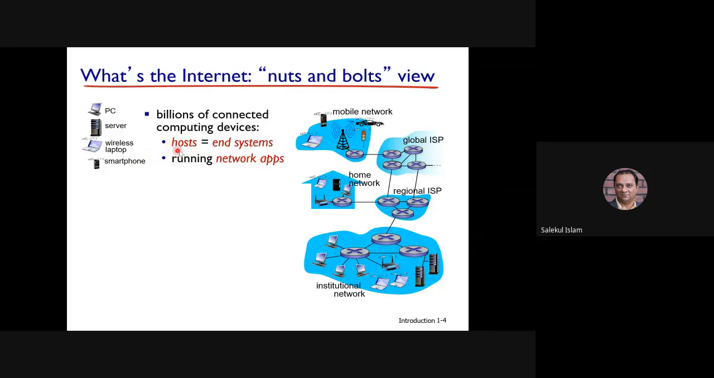So how is it possible? Because right now those heaters or those air conditioning systems are being connected with the internet. So those machines are also, you can consider those as end systems.